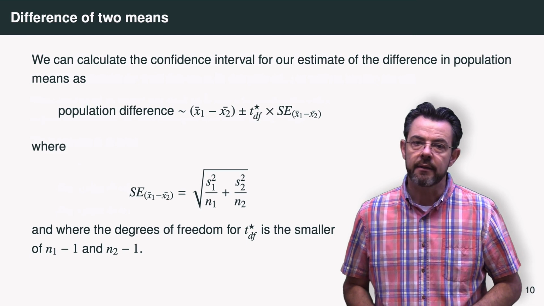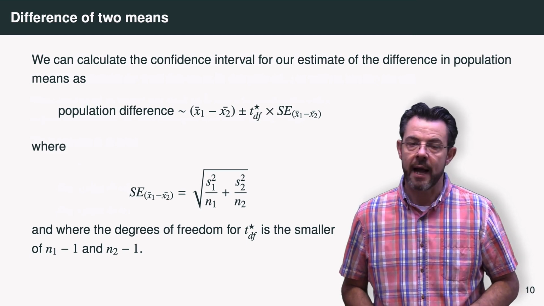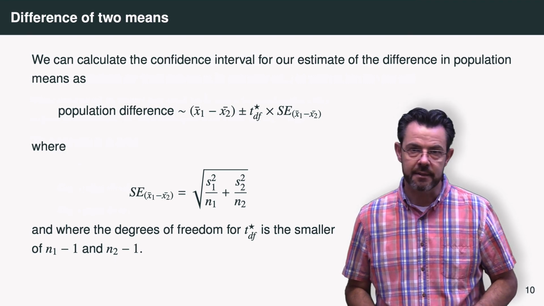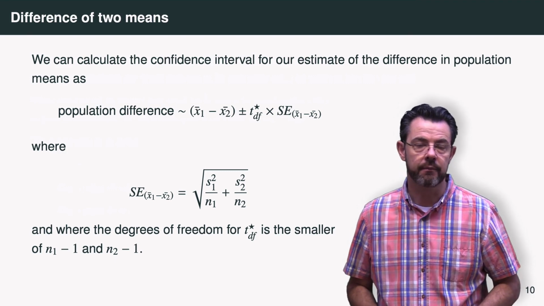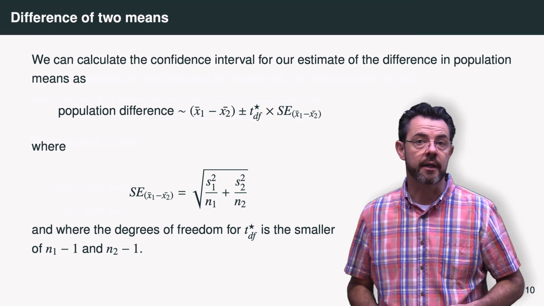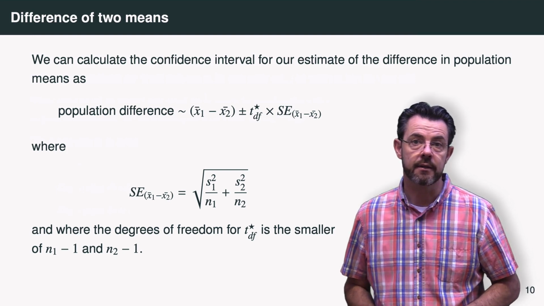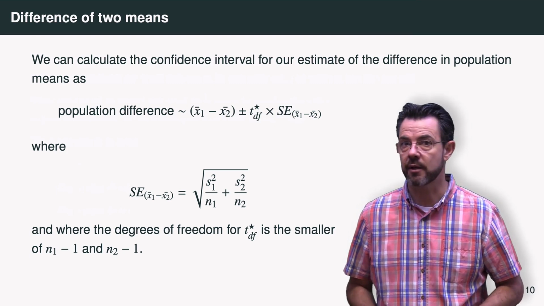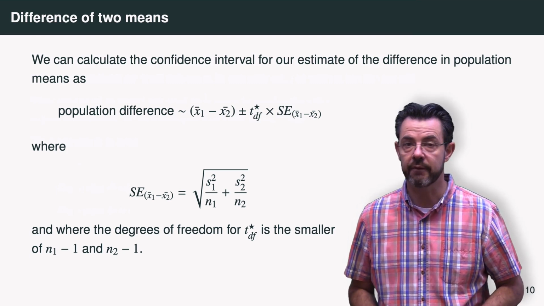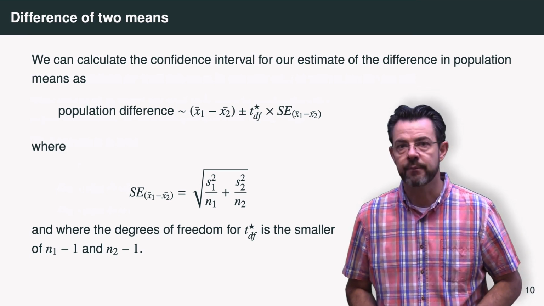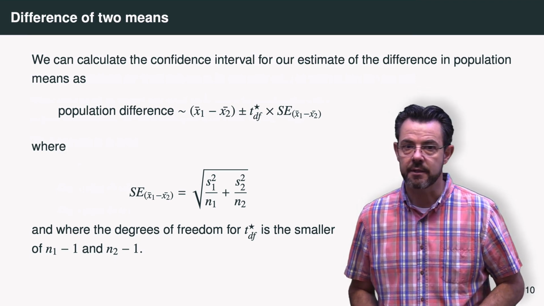So we can calculate the confidence interval for our estimate of the difference in population means, as this population difference is best estimated as the difference in the two sample means plus or minus a critical t-star factor for a given degree of freedom multiplied by the standard error of the difference in sample means.